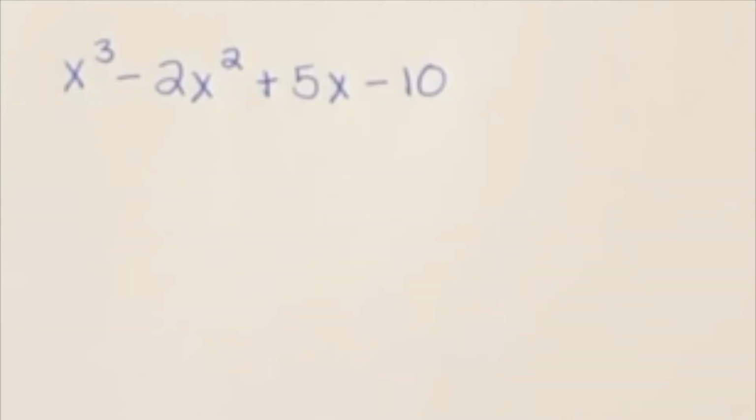Are you here to learn how to factor by grouping? Well, you're in luck, because that's what we're going to do today. So here we have the polynomial x cubed minus 2x squared plus 5x minus 10.